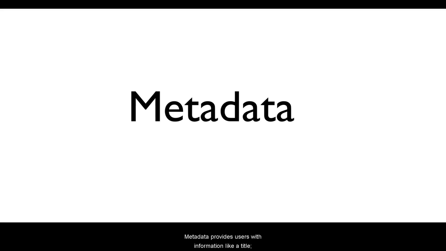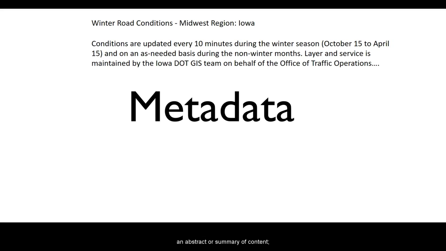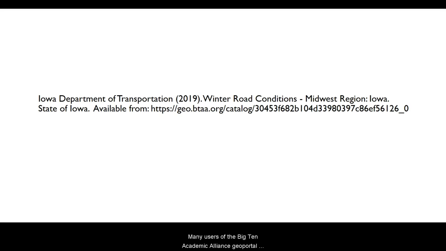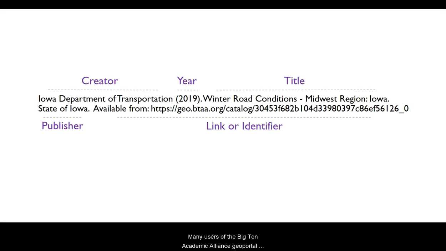Metadata provides users with information like a title, an abstract or summary of content, the author, the publisher, when it was published, and so on. Many users of the Big Ten Academic Alliance Geoportal will find the metadata most useful when writing citations for the data or maps they've decided to use in a project. Let's take a look now at how to view metadata in the Geoportal.